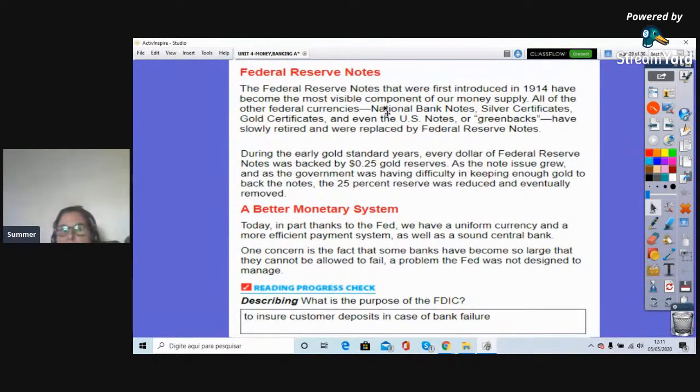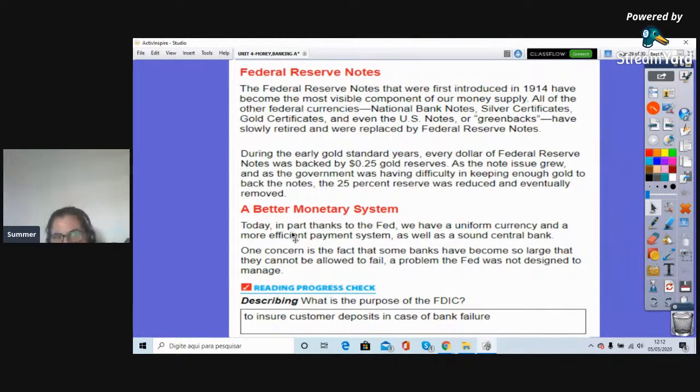Federal Reserve notes. They were first introduced in 1914, and they have become the most visible component of our money supply. All of the other federal currencies, national banknotes, silver certificates, gold certificates, and even the US notes, or as we call them, greenbacks, have slowly retired, and they were replaced by the Federal Reserve notes. During the early gold standard years, every dollar of Federal Reserve notes was backed by 0.25 gold reserves. As the note issue grew, and as the government was having difficulty keeping enough gold to back the notes, the 25% reserve was reduced and it was eventually removed. So nowadays, the dollar is not backed by gold or silver.